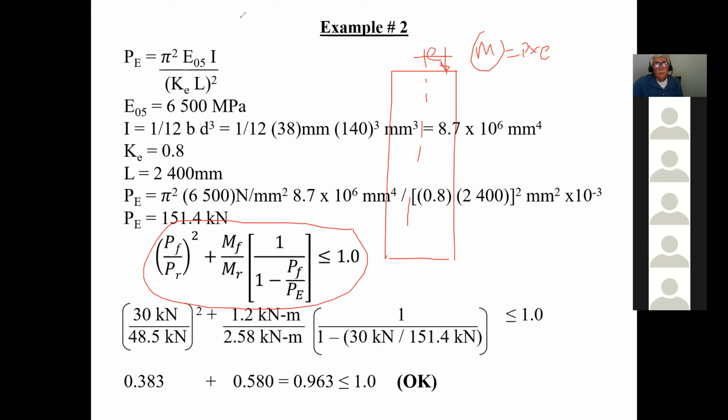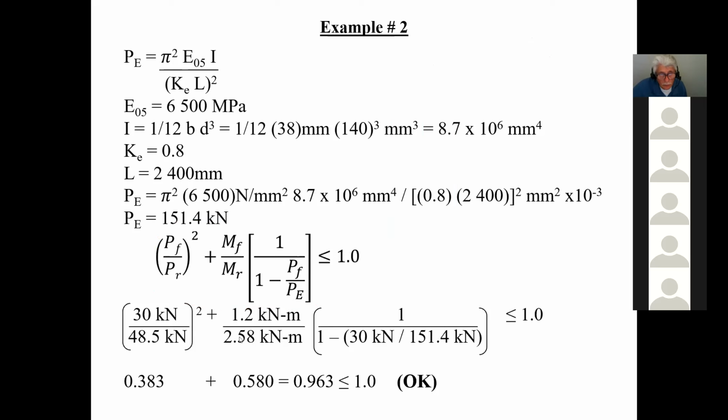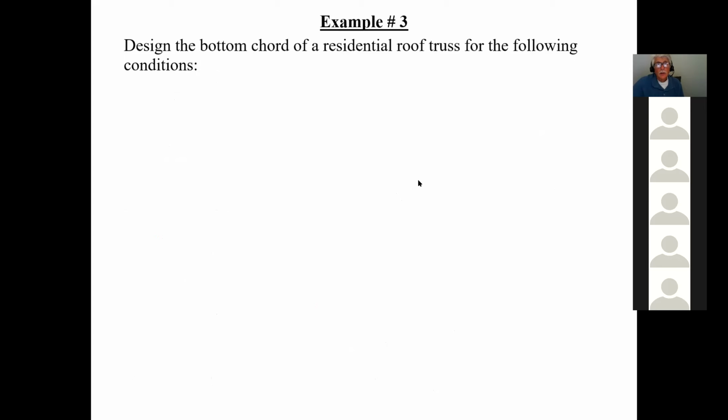Okay, so that's for members in compression. Like I said, the Pr and the Mr values are easy to find when it's a roof truss, okay? So now, design the bottom chord of a residential roof truss for the following conditions. So now you've got the bottom chord.